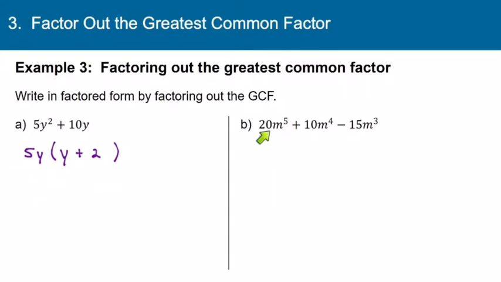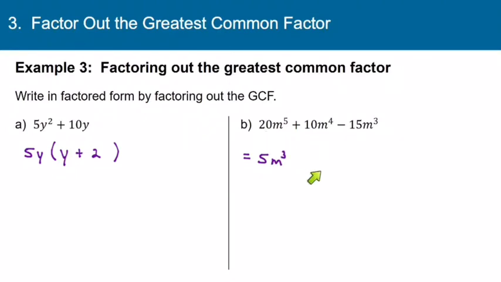So we have 20m to the 5th plus 10m to the 4th minus 15m to the 3rd. So I look at my coefficients 20 and 10 and 15, and I say, what is the largest number that can go into all three of those coefficients? And of course that number is 5. And then we say, is m common to all three terms? The answer is yes. So m will need to be part of our GCF, and we'll need to use the smallest power of m that appears in our polynomial. So that would be m to the 3rd.